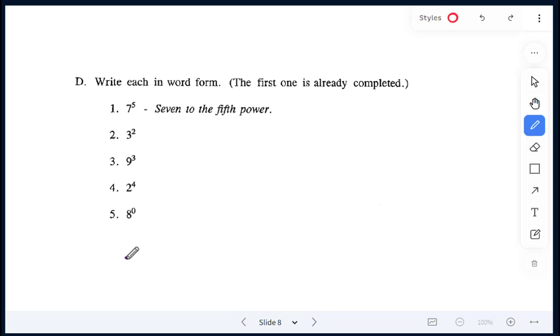Writing each in word form. We won't do all of these here, but we have 7 as the base. Our exponent is 5, so you can read it as 7 to the 5th power, or 7 to the exponent of 5, and so on. 3 to the power of 2, or 3 squared, 9 cubed, 9 to the 3rd power, and so on.